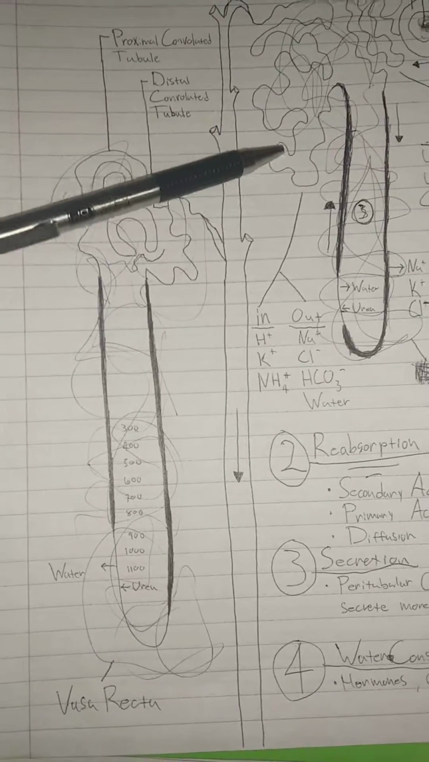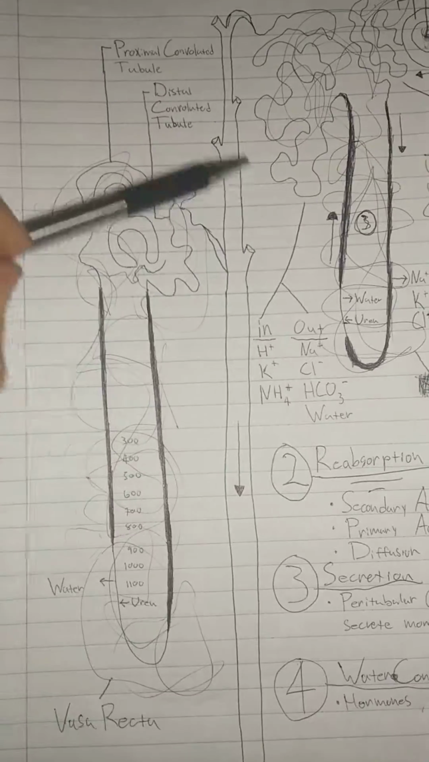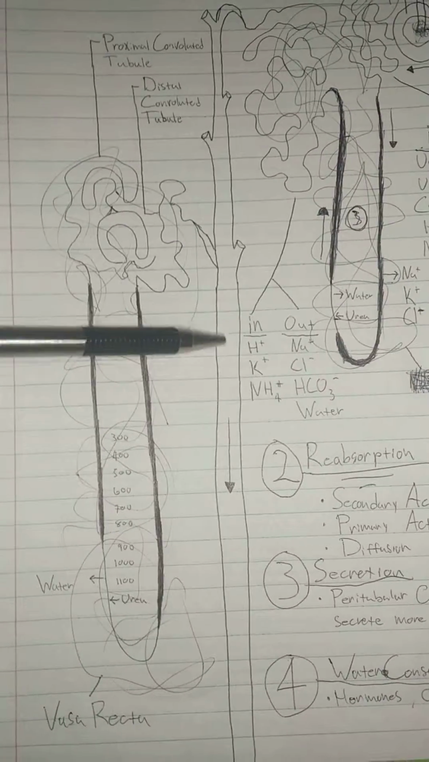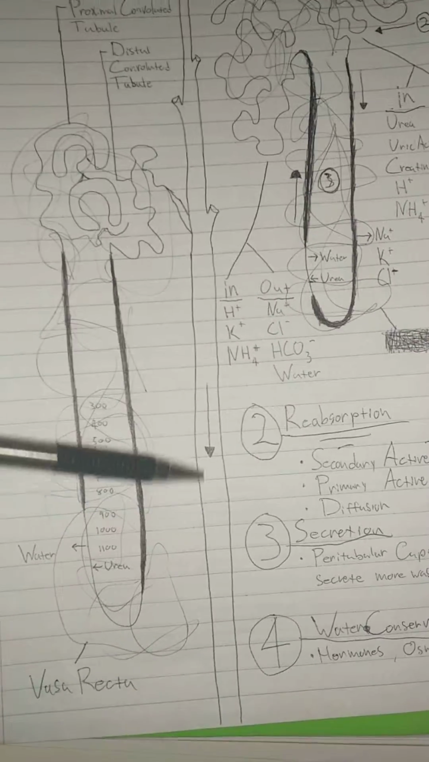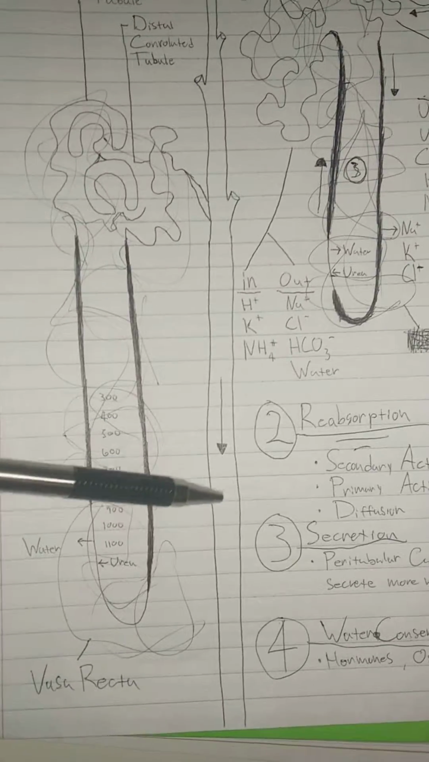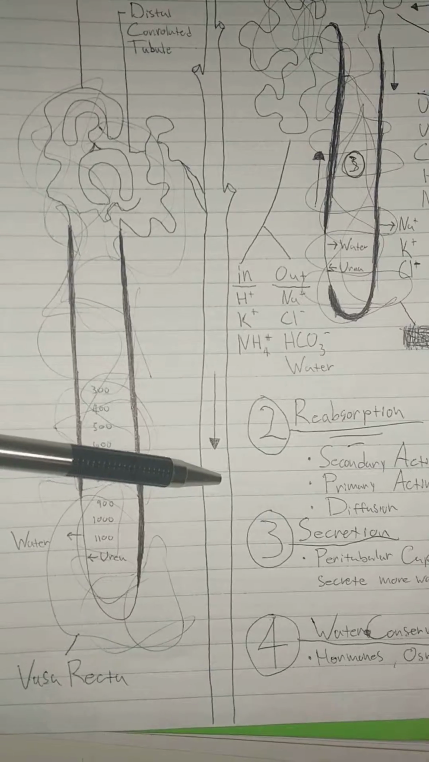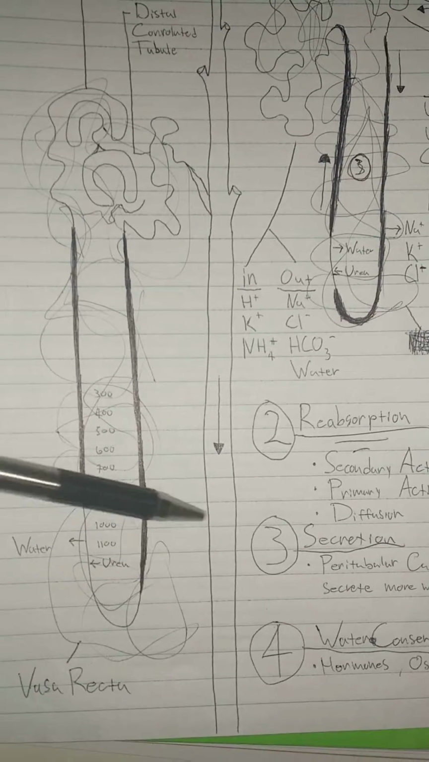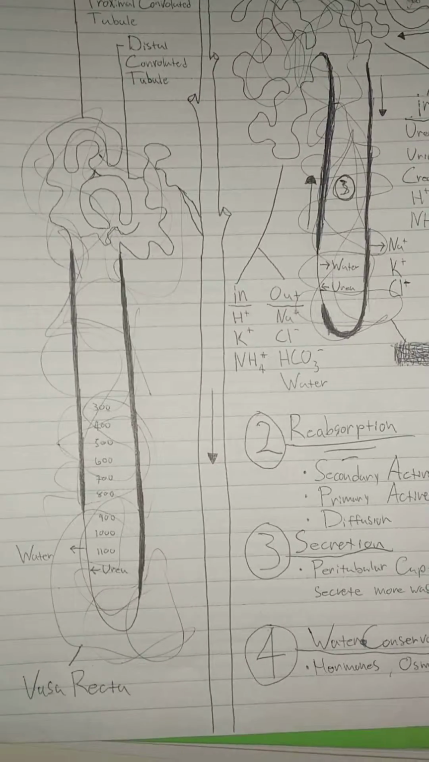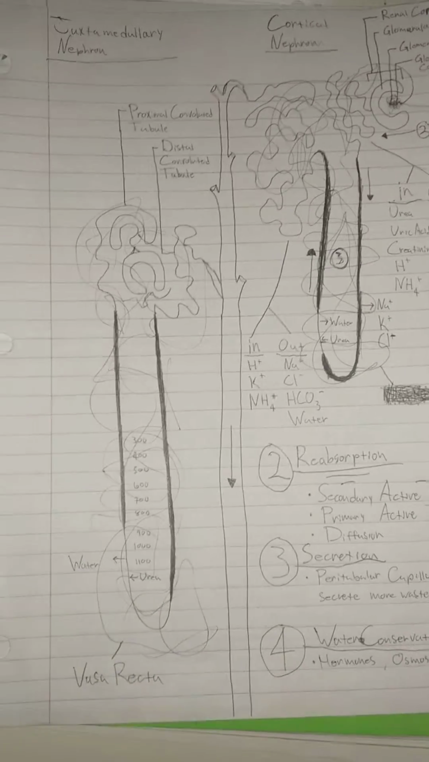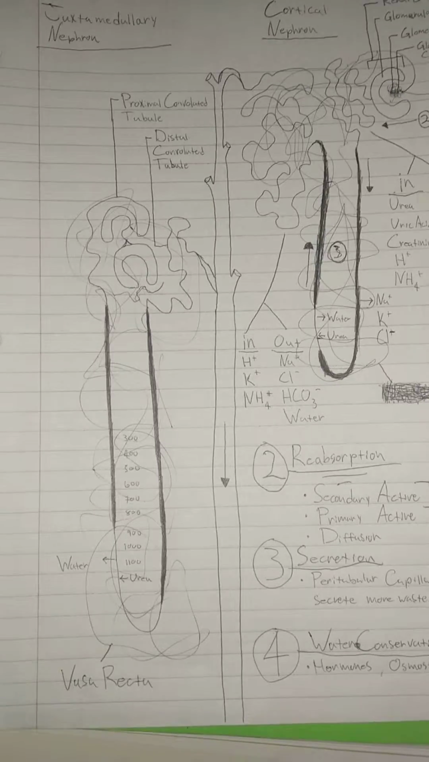So, the distal convoluted tubule. Then we go to the collecting duct, where urine is finally happening. More water conservation happens as water exits the collecting duct by osmosis, and then we get our final product and pee it out into the toilet or elsewhere.